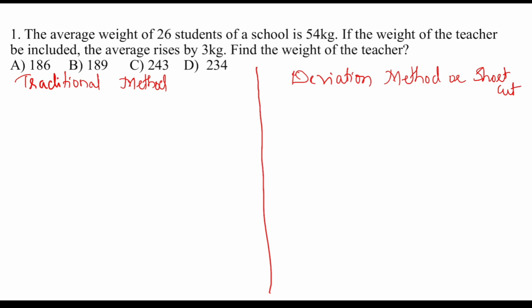Okay, let me solve it with the traditional method. Initially, the number of students is how many? The average weight of 26 students. So the number of students in the school is 26. Okay, so their average weight is how much? Average weight is 54 kg. If the weight of the teacher is included, so one teacher, this has to be 62.